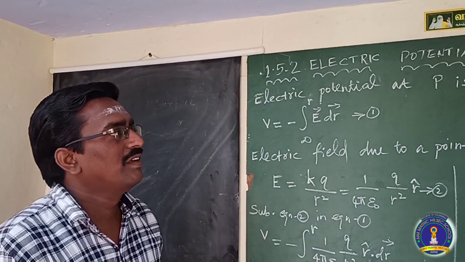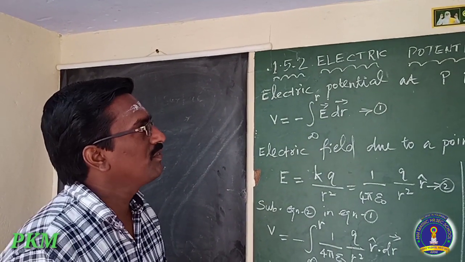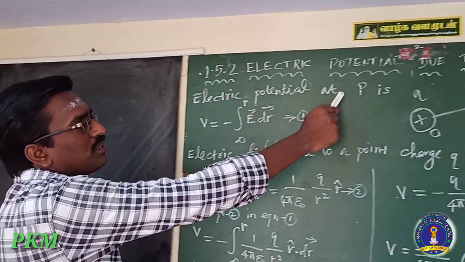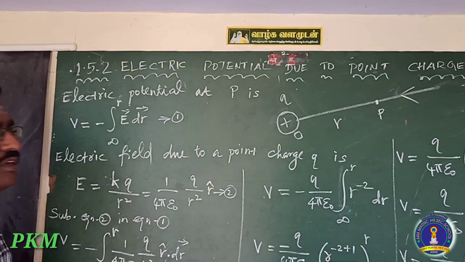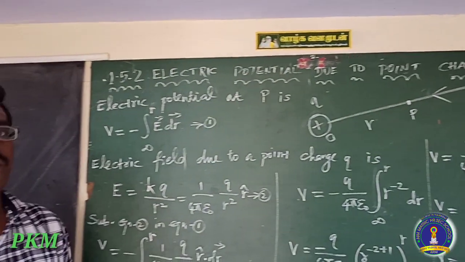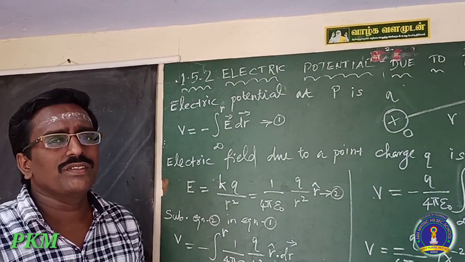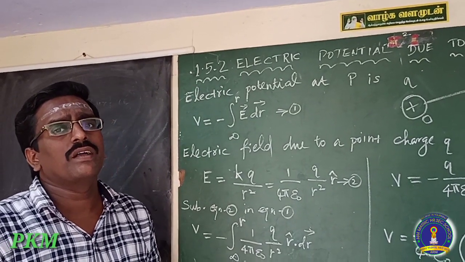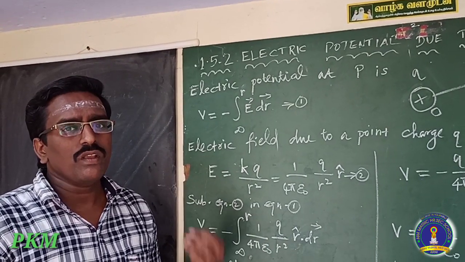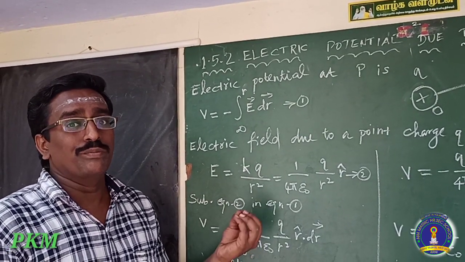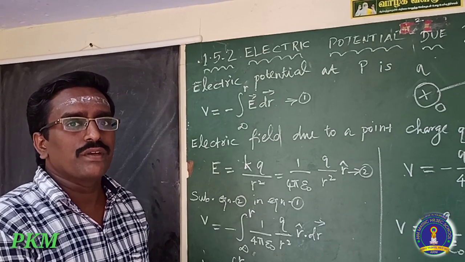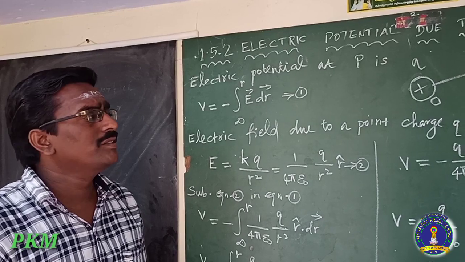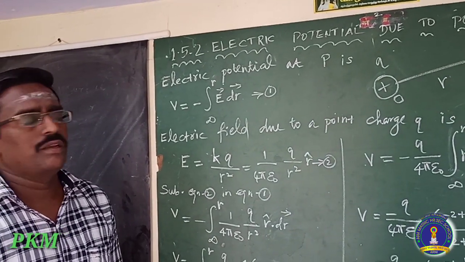Hi students, in this session we discuss how to obtain the expression for electric potential due to a point charge. You know very well from the previous class what electric potential is. The electric potential at a point is defined as the work done by the force in bringing a charge from infinity to that point along the electric field.